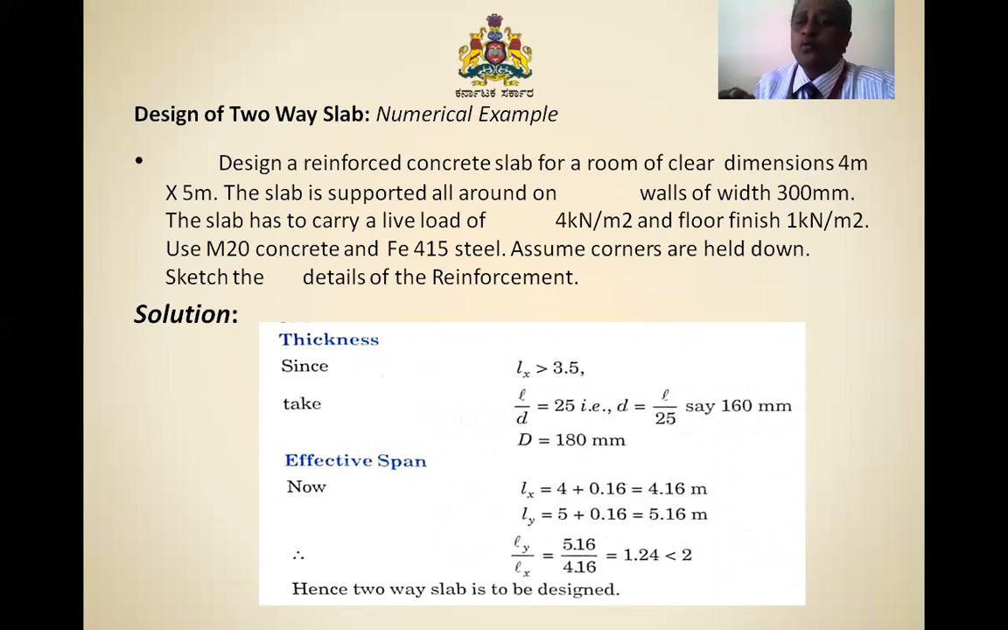Now let us go with the two-way slab numerical example. Design a reinforced concrete slab for a room of clear dimension 4 meter by 5 meter. The slab is supported all around on wall of width 300 mm. The slab has to carry a live load of 4 kilonewton per meter square and floor finish of 1 kilonewton per meter square. The grade of concrete is M20 and Fe 415 steel. And very important, assume the corners are held down.